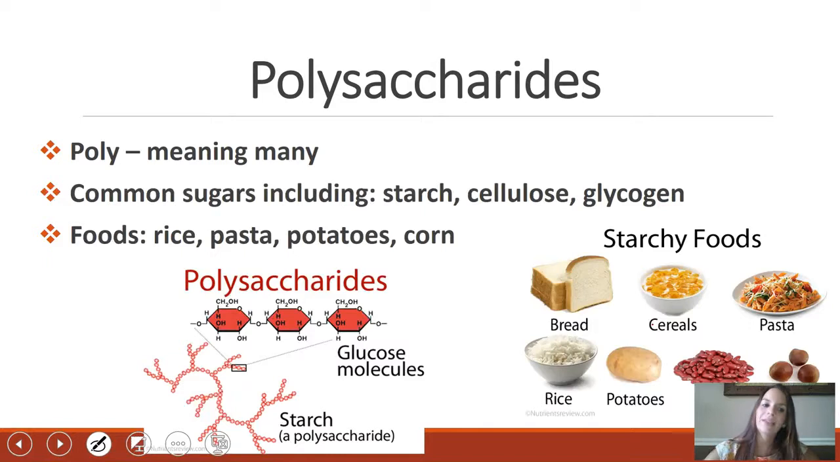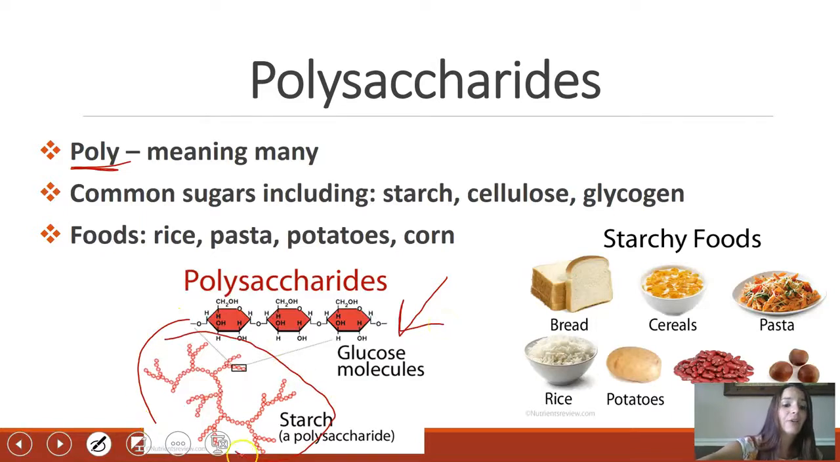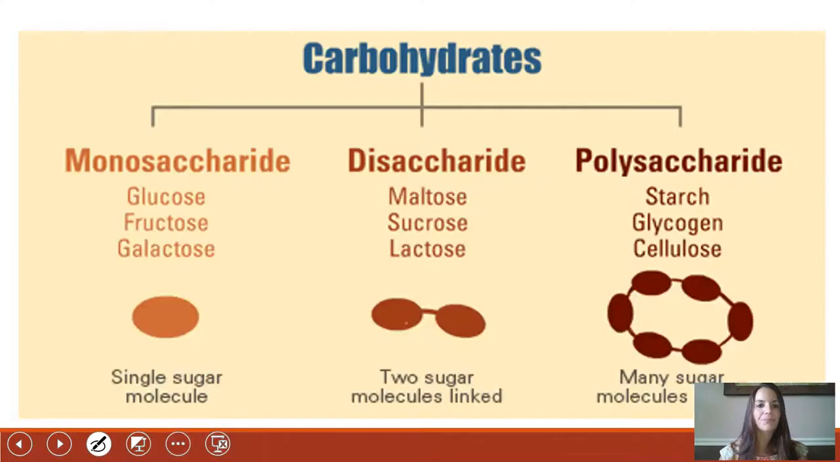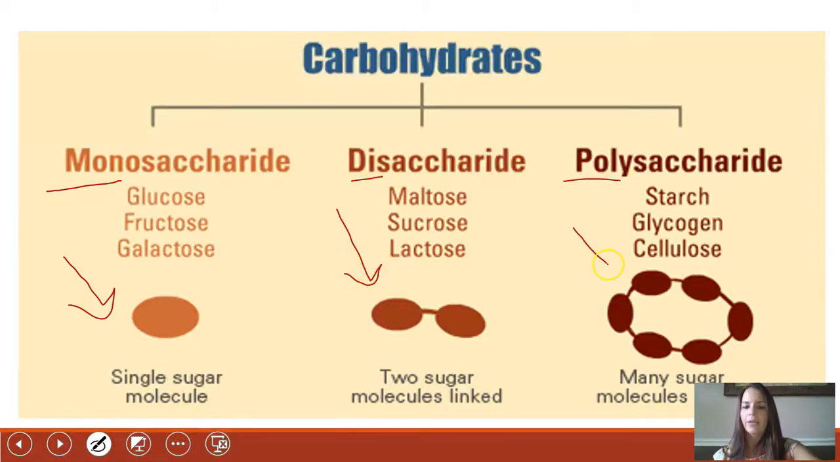Last up is polysaccharides. The prefix poly meaning many. So these are common sugars like starch, cellulose, glycogen. These are those things that you're going to carb load with for energy in the future, like rice, pasta, potatoes, corn. And if we look here, here's just an example of what a polysaccharide looks like, which is actually this picture down here. This, where my arrow is pointing, is just a small look at how large that molecule actually is. And here's just comparing the two. So as we said, mono is 1, di is 2, and poly is many.